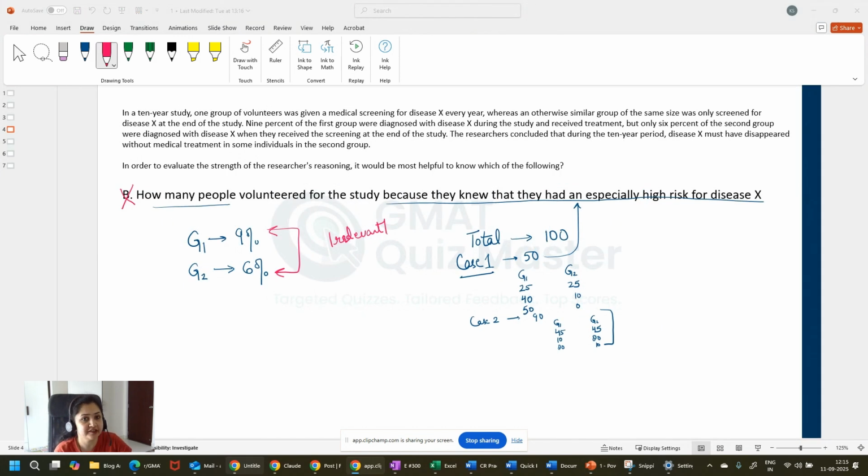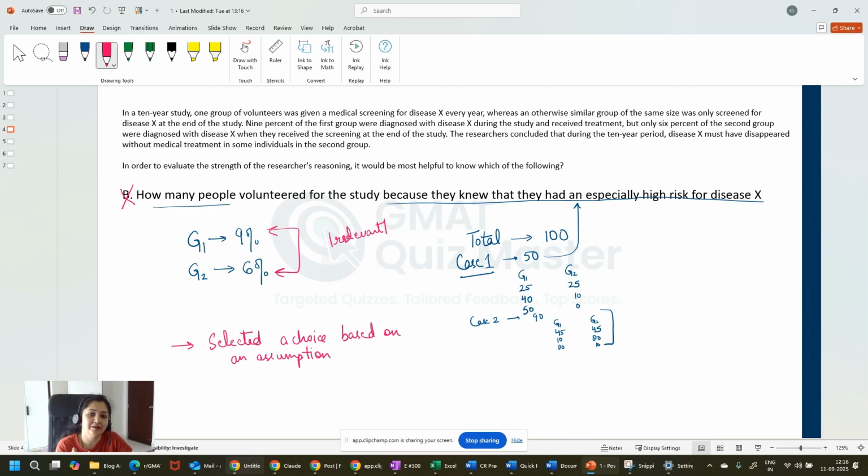Now, if you selected choice B, what does that indicate? It indicates that most likely you had an assumption in your mind, right? You selected a choice based on an assumption. And that assumption is that people who were more likely to get disease X, most of those people were in group 1, or maybe group 1 had more such people who were more likely to get disease X, and that is why group 1 had a higher number and group 2 had a lower number.